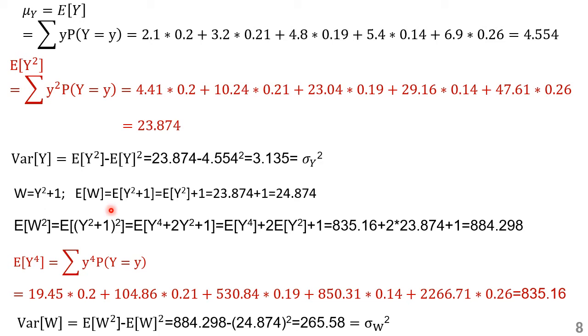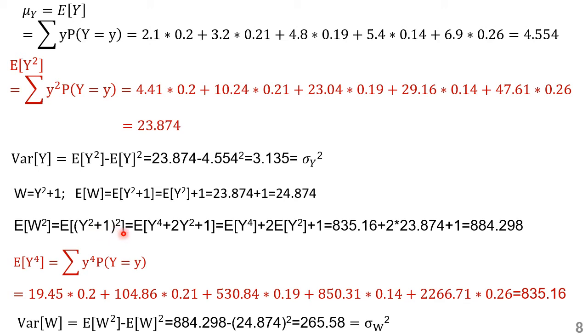Next, we have been given w equal to y square plus 1. E of w is equal to E of y square plus 1. That can be written as E of y square plus E of 1. E of y square is 23.874. E of 1 is 1. So we get this as 24.874.